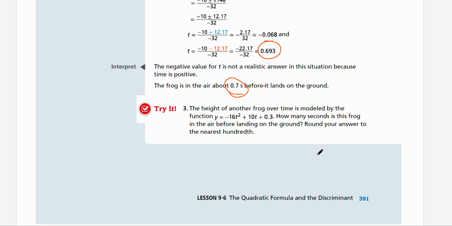Let's look at try number 3. The height of another frog over time is modeled by the function y equals negative 16t squared plus 10t plus 0.3. How many seconds is this frog in the air before landing on the ground? Round your answer to the nearest hundredth. So again, we want to figure out the x-intercepts, right? But this is also going to have a negative solution, which does not make sense in this case. So t has to be positive. Time is going to be positive. So use the quadratic formula to solve for the two solutions, but you're going to use the positive solution. Pause the video, see if you can solve it by yourself. Come back when you're ready for answers.